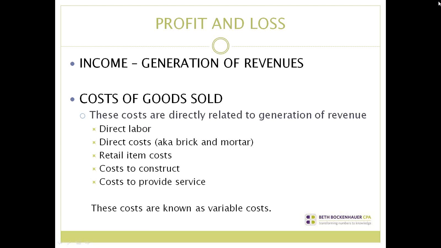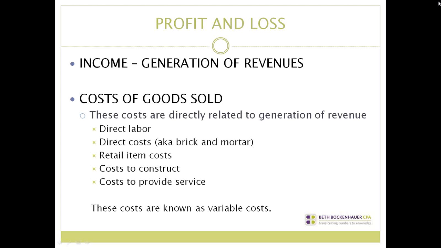And then the next portion of the profit and loss is what we call the cost of goods sold. And these costs, the cost of goods sold, are directly related to the generation of revenue. You wouldn't have these costs if you didn't have any income. So what kind of costs are cost of goods sold? And direct labor. So these are the guys out in the field, or the gals out in the field actually hitting the bricks and doing the work.